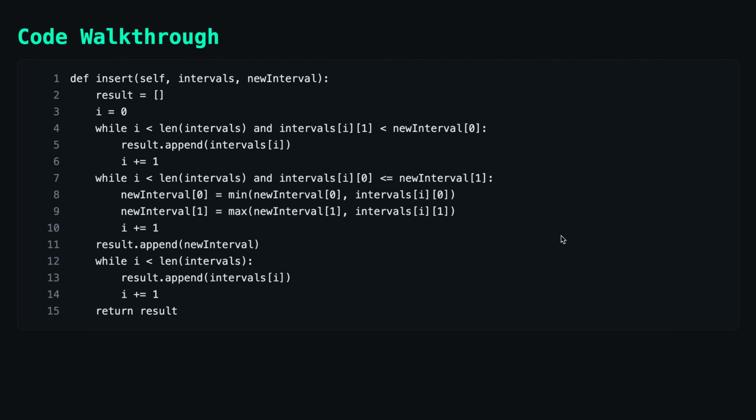Now let's talk about its complexity. This solution runs in O(n) time. Why? Because we scan the list of intervals only once. So the time complexity over here will be O(n), and the space complexity will also be O(n) because we store the result in a new list, and that's the only extra space that we are consuming. So this is the optimal solution, a clean three-phase strategy with a single pass traversal.